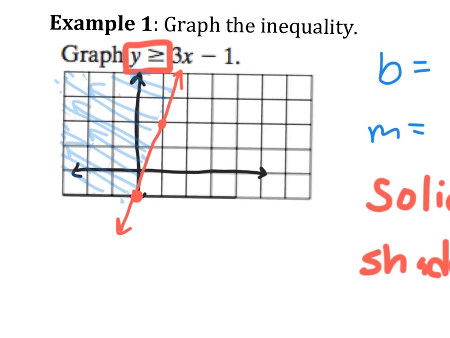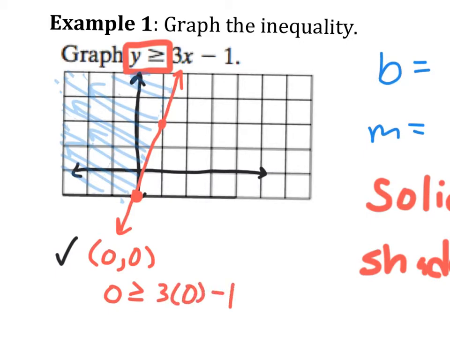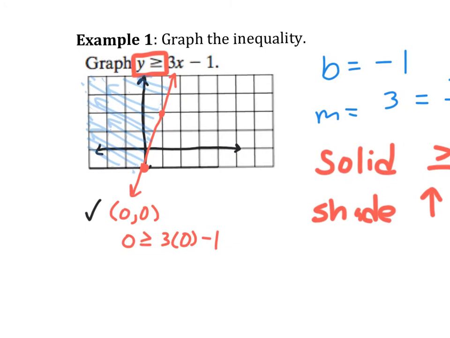So how do we know we're right? Well, let's check. What is one point over here? That's a very nice point that we can check. -1, +1 works, but even better, 0, 0. Let's test 0, 0. So I'm going to plug in 0, 0. So 0 is greater than or equal to 3 times 0 minus 1. And then we get 0 is greater than or equal to -1. And that's true. Yay! So we know that we shaded in the right direction.